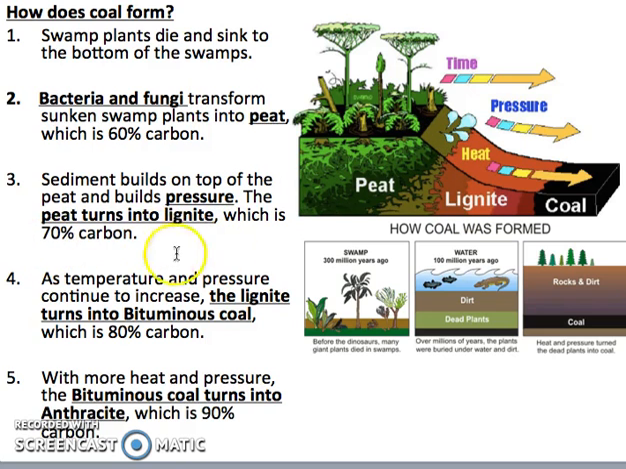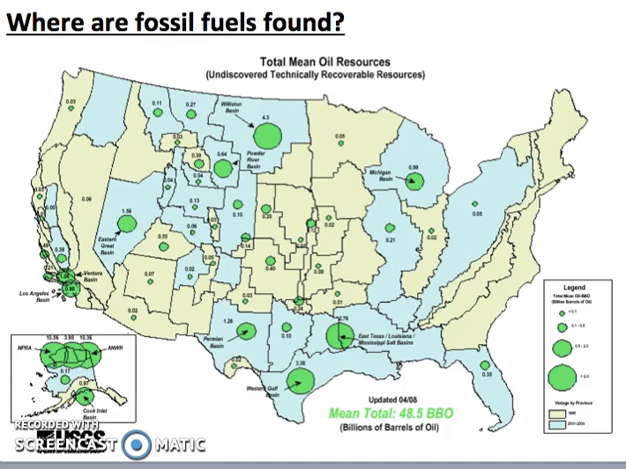That's 70% carbon. You keep increasing the temperature and pressure, the lignite will turn into bituminous coal, which is about 80% carbon, and then that turns into anthracite, which is the final form of coal, which is about 90% carbon. The bigger the amount of carbon in the coal, the more energy it contains. So this final form of coal, which is 90% carbon, contains a lot of energy that you can burn.